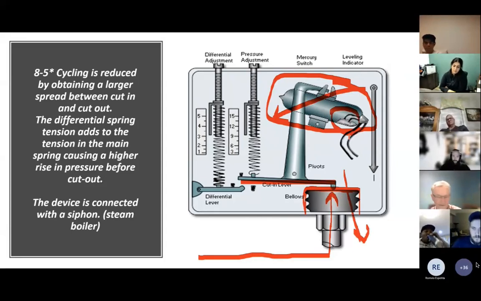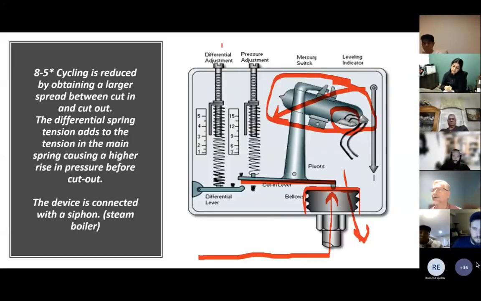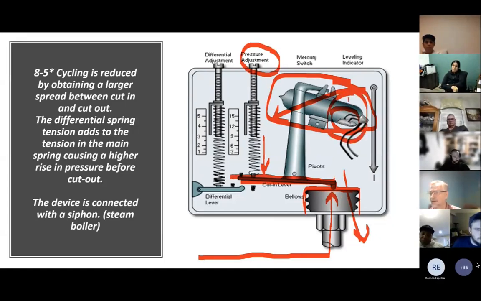This device is the same device as this one. So this one has a way to adjust the pressure. So if we loosen and tighten the spring here, we can change the relative tilt, and it adjusts the point where this switch makes the contact, it starts and stops the burner. So we can set it at 12 PSI or 15 PSI.